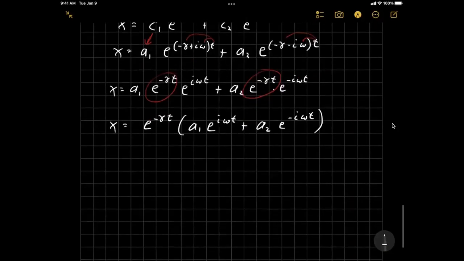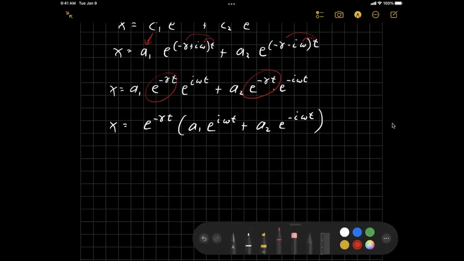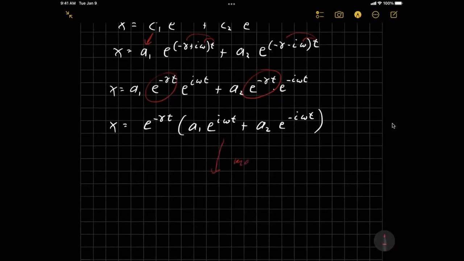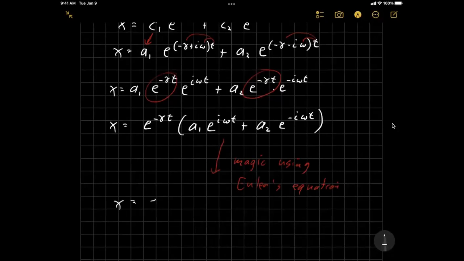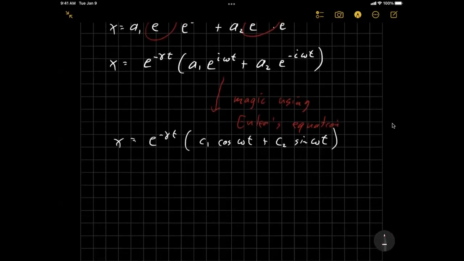All right, so we're going to perform some magic using Euler's equation, which will be in the next video. Okay, and we're going to just say that this is equal to e to the negative gamma t times c1 cosine omega t plus c2 sine omega t. Now, if you look at this, okay, you have no idea where that came from yet. That'll be in the next video.